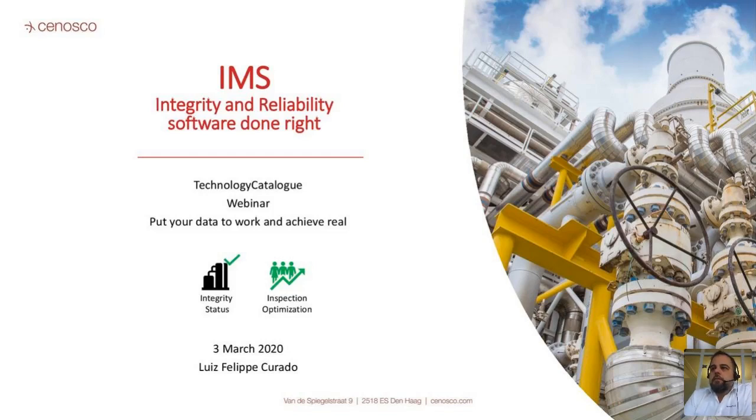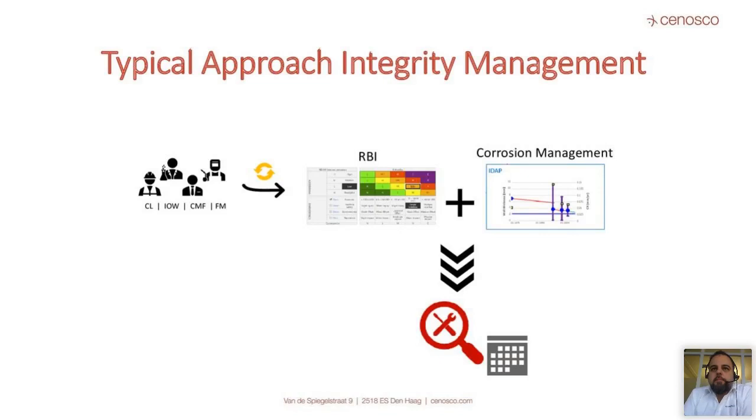So I would like to start with just a quick overview of a typical approach for integrity management. This is the bread and butter for Sonosco. That's the stuff we've been doing for 20 years. It's all about getting the right people to build up your corrosion loops, your integrity operating window, build your RBI system, build up your corrosion management through circuits and manage your wall thickness measurement, predict corrosion rates, predict a remnant life, and all of that will feed into your inspection plan and scheduling.